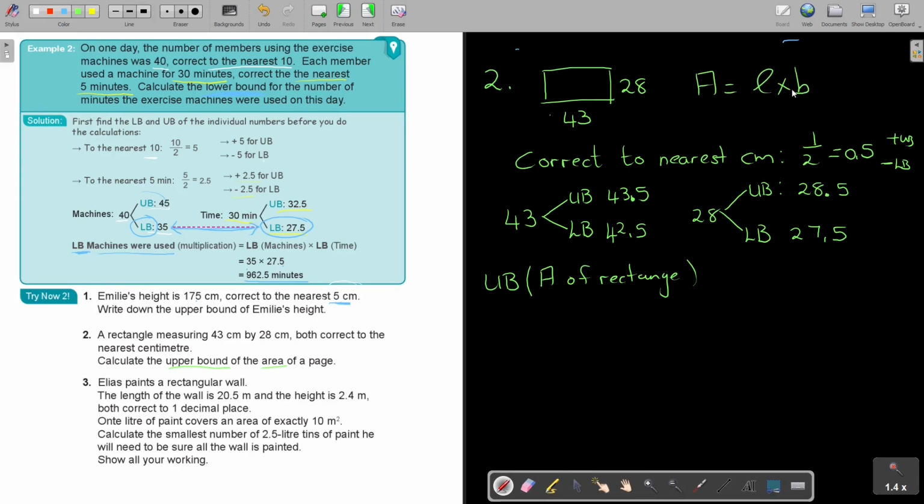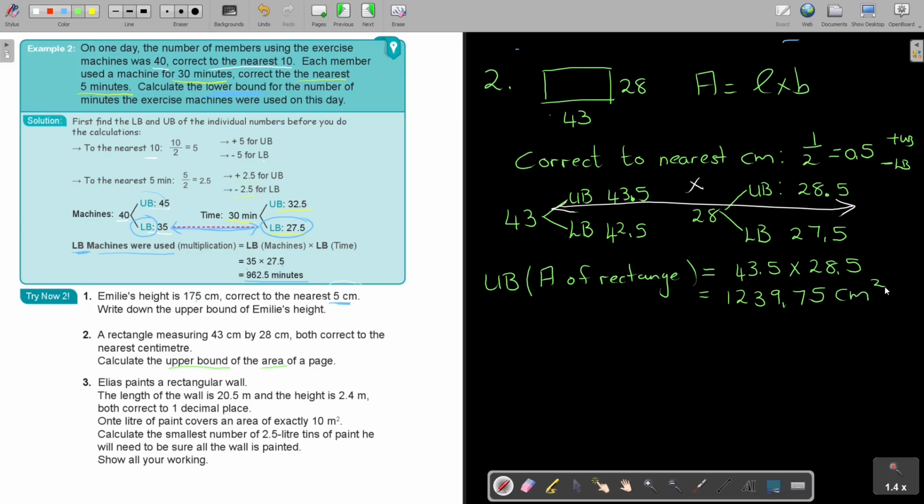It's length times breadth, and it's a multiply. And now remember what I said. They want the upper, then it's in parallel: upper times upper. And if you want the smallest, then it's lower times lower. So remember, with multiplication and addition, it's like in parallel. I'll come to division and then I'll show you it's not parallel. So basically, it's just going to be 43.5 times 28.5. And if I multiply that, and again, don't approximate, I get 1239.75, and that's in centimeters squared. And that's how you do it.